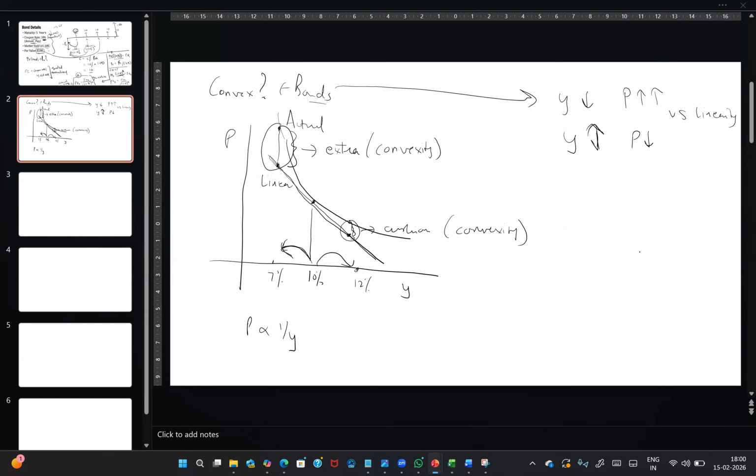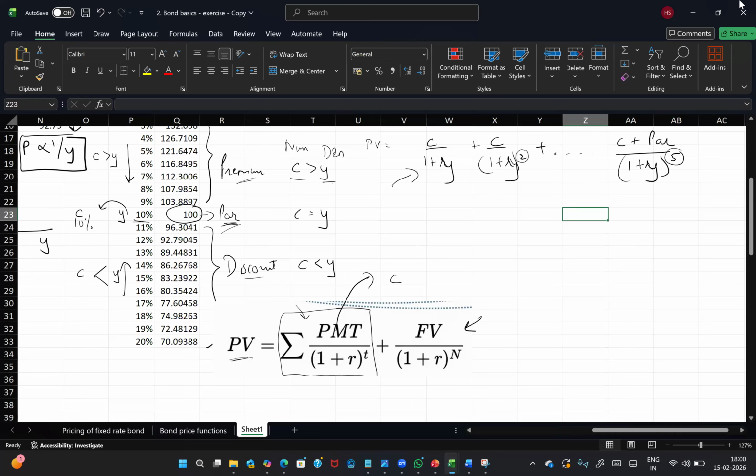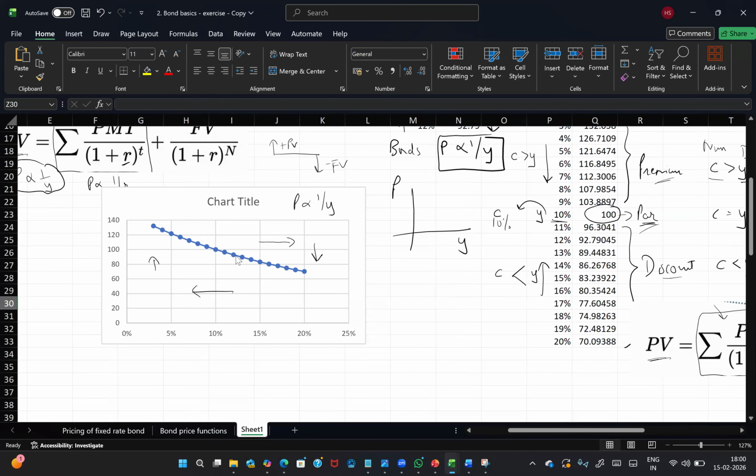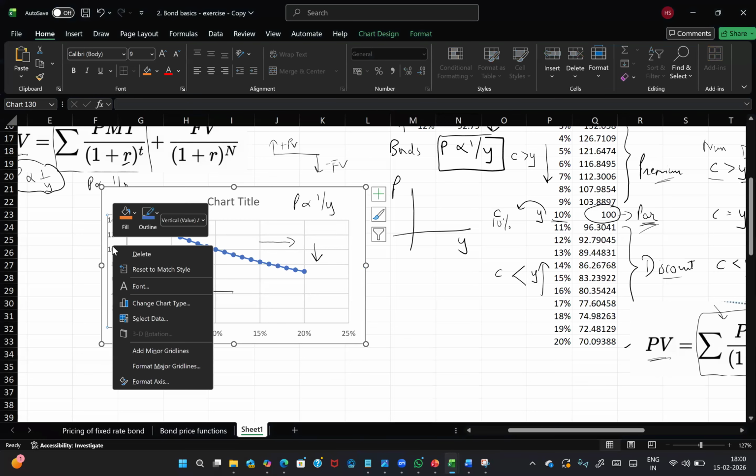For instance, when I also look at this graph which we drew right here, although it looks like a straight line, it's not a straight line. It's a curve. It's a curve, and I can say that.